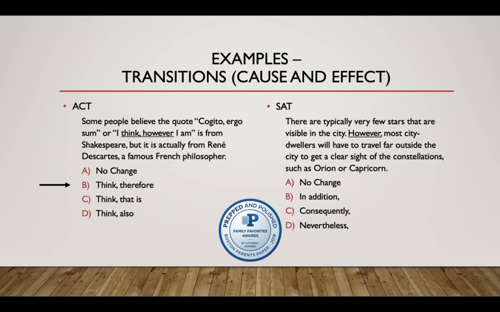And consequently means because of this, or as a result. And that's my answer. Because I am saying because people cannot see stars in the city, they have to travel far outside the city to be able to see those constellations and stars.